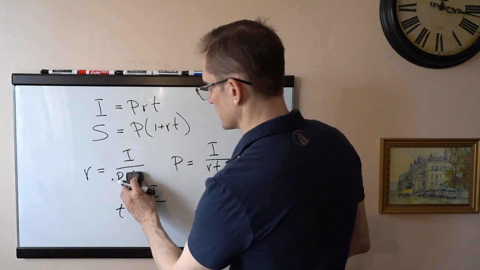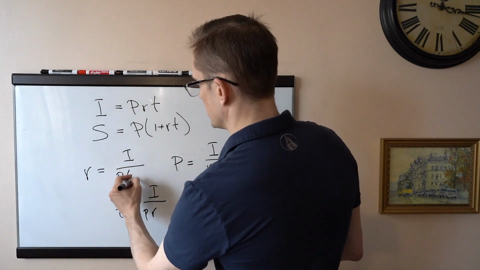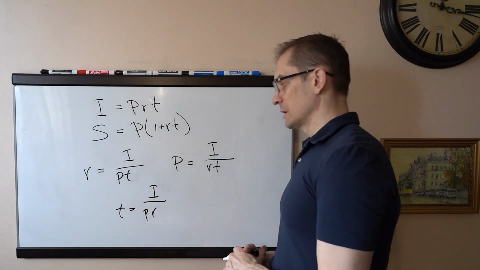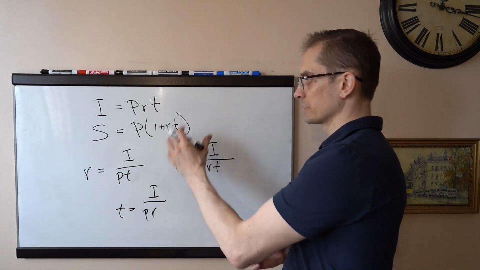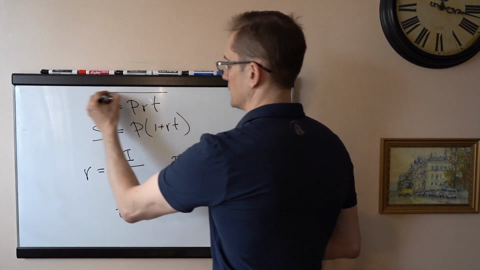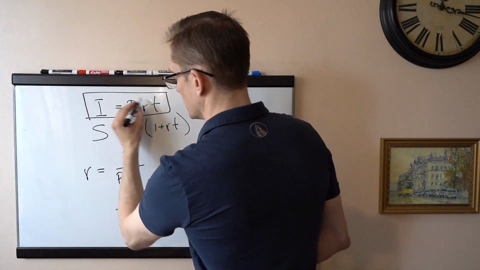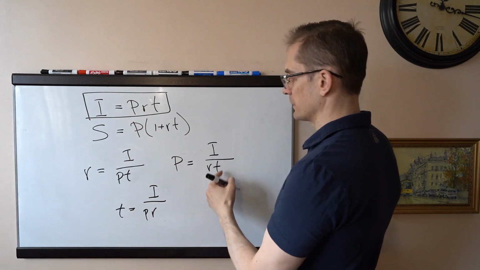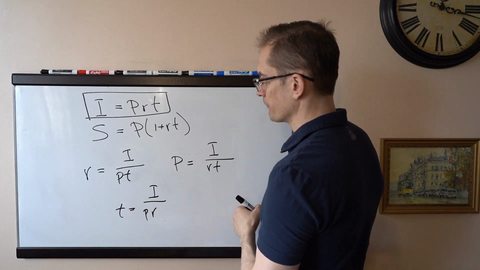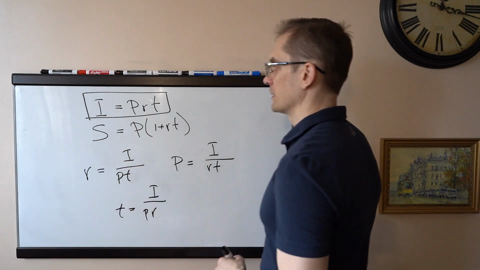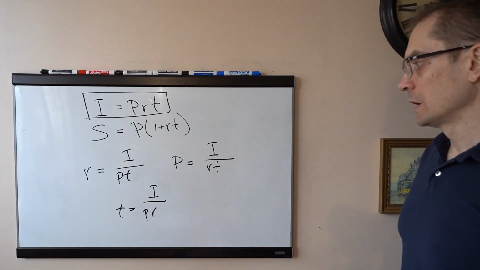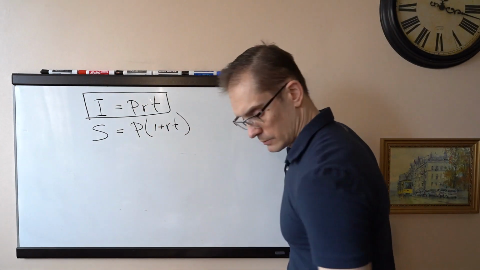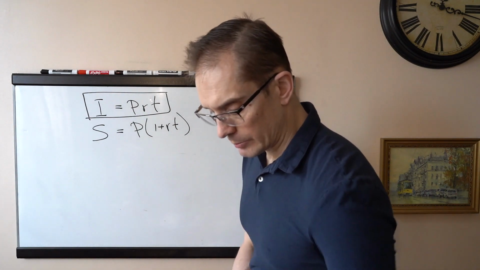So that's pretty straightforward algebra based on this idea. You can find a rate, you can find principal, you can find time. Okay, but now speaking about the second part.